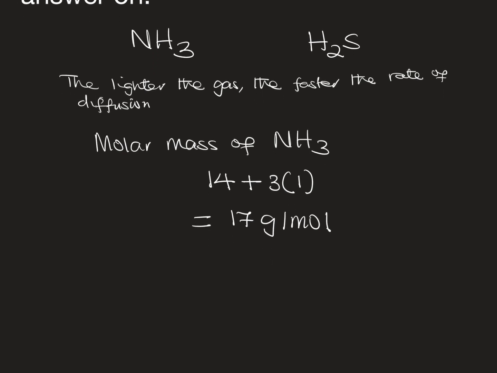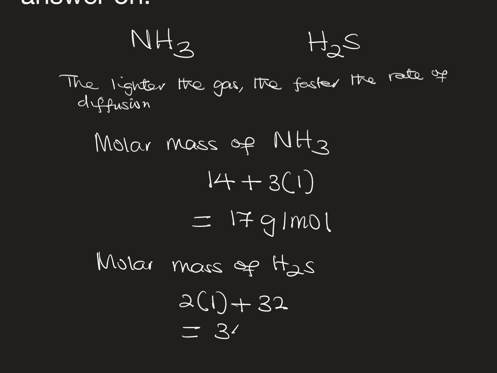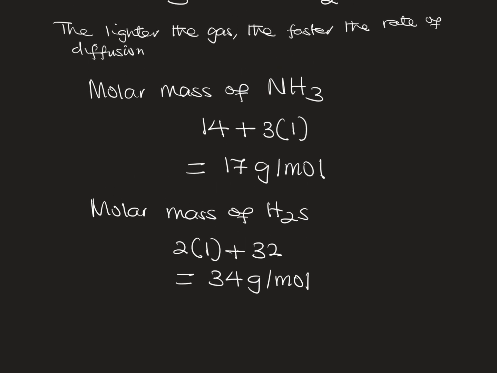So what is the molar mass of hydrogen sulfide? We have 2 here. That will be multiplied by the atomic mass of hydrogen, which is 1, plus the atomic mass of sulfur, which is 32. So we will have 34 grams per mole. As you can see, ammonia has a molar mass of 17 grams per mole, and hydrogen sulfide has a molar mass of 34 grams per mole.